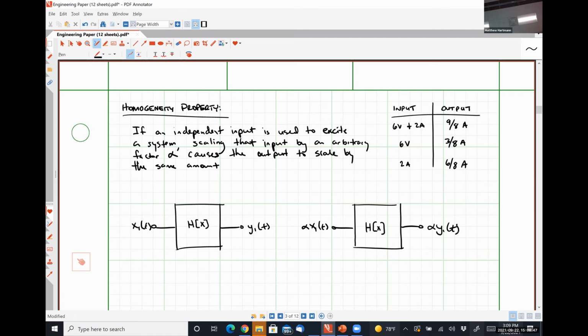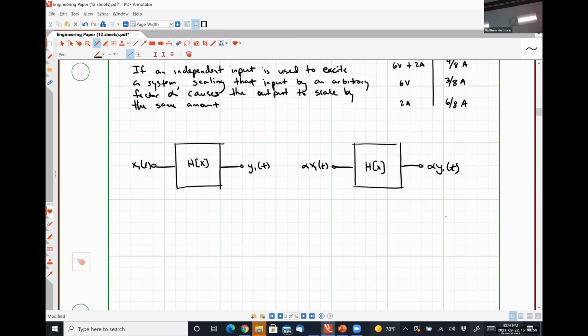All right, so what I would like to do now, we're going to take our original circuit and we're going to scale both of our inputs by a factor of 2. Okay, so that means that we have a 12-volt source and a 4-amp source now. Everything else is identical.